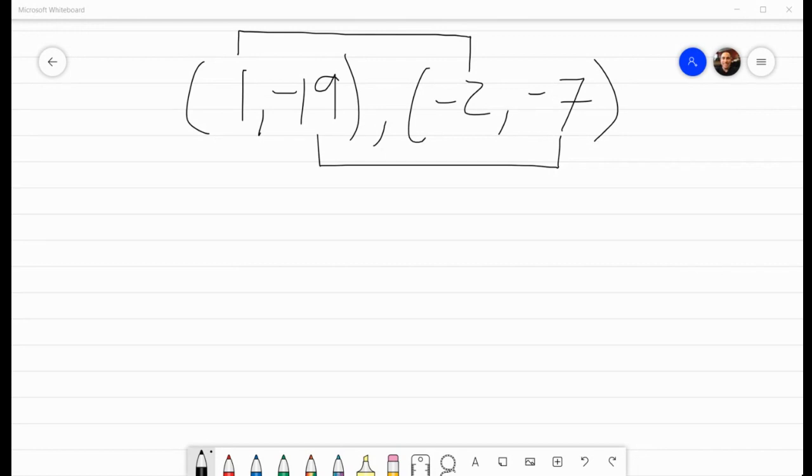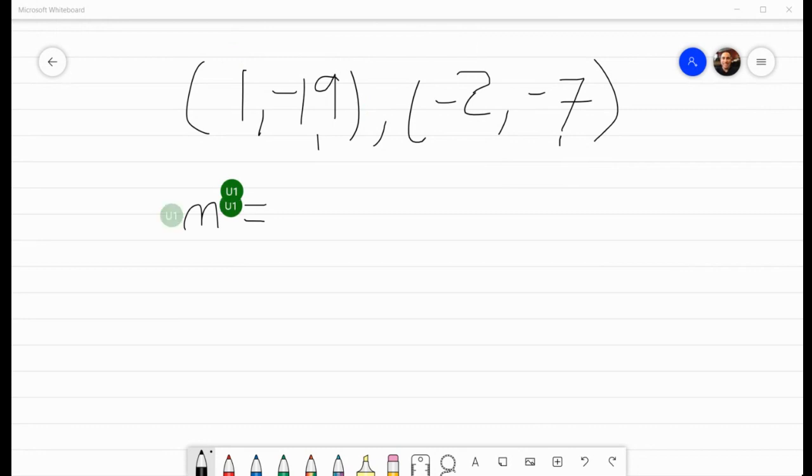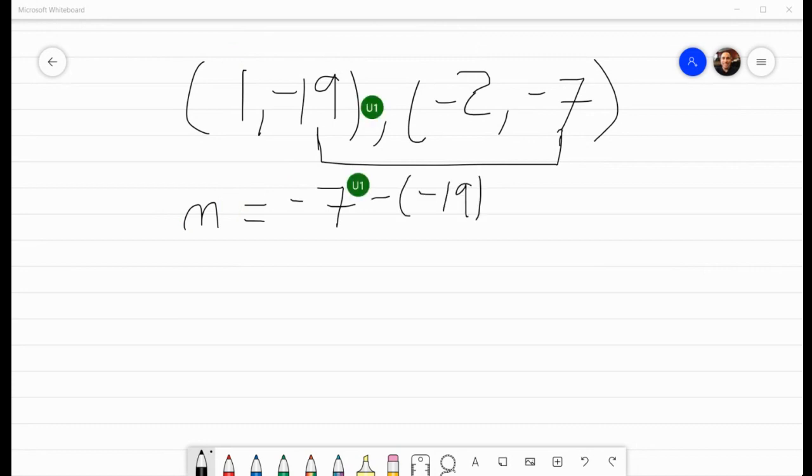So now let's actually do the calculation. Okay, so we're going to get the slope, m. That's negative 7 minus negative 19. Notice how I'm doing this? Over negative 2 minus 1.